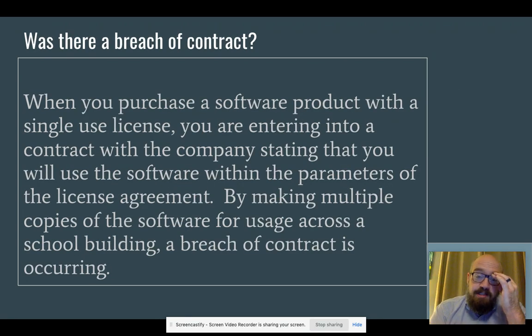Then we also want to look and see if there was a breach of contract. When you purchase a software product with a single-use license, we're entering into a contract with that company saying that it will be used within the parameters of the license. By making multiple copies for usage across the school building, a breach of contract is occurring.